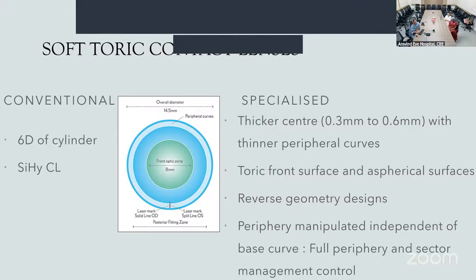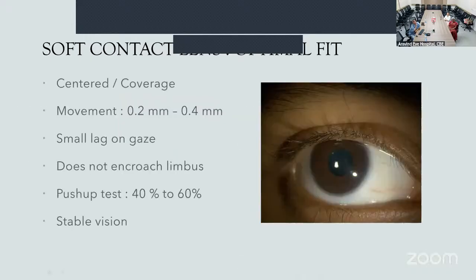So, how do you assess the fit? What is the optimal fit for soft contact lenses? The lens should be centered and cover the cornea all around, and the movement should be very less after a blink, around 0.2 to 0.4 mm, and there should be minimal lag on all gazes, and the edge of the lens doesn't encroach the limbus at any point of time.